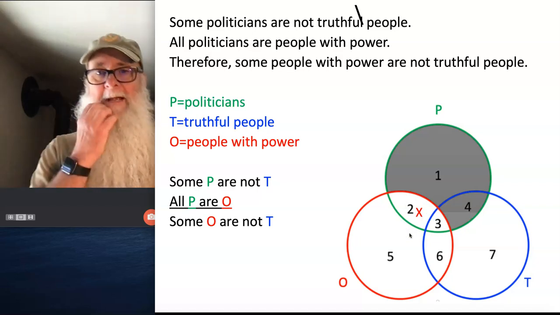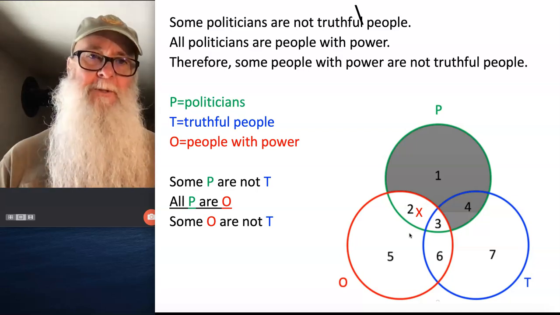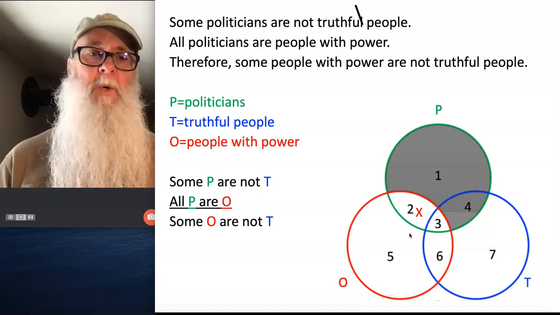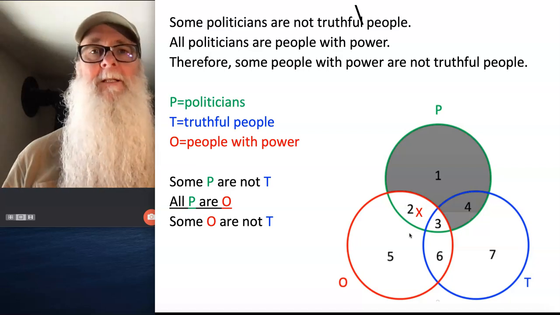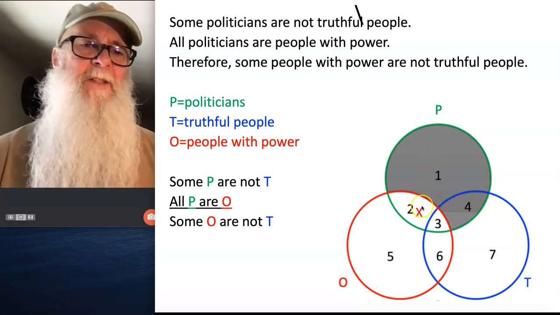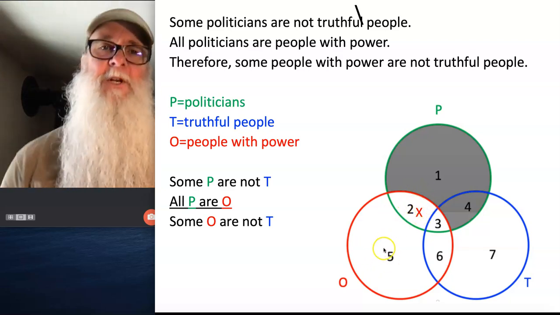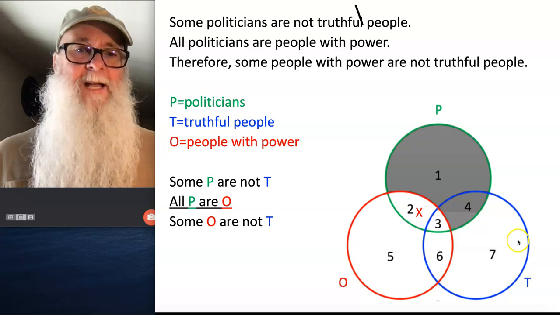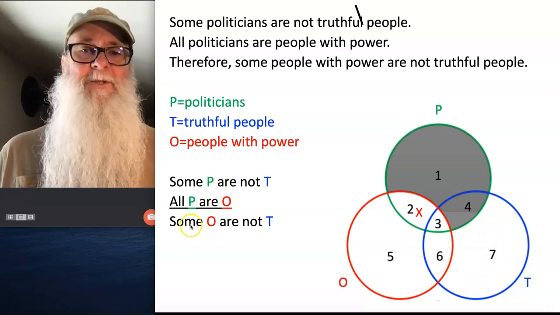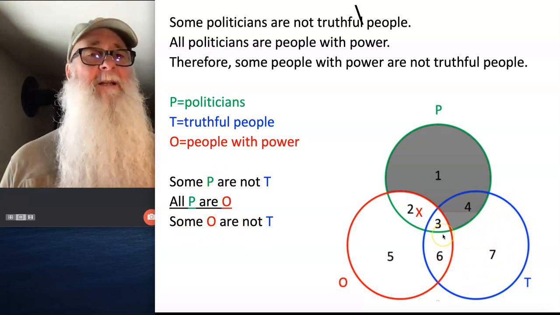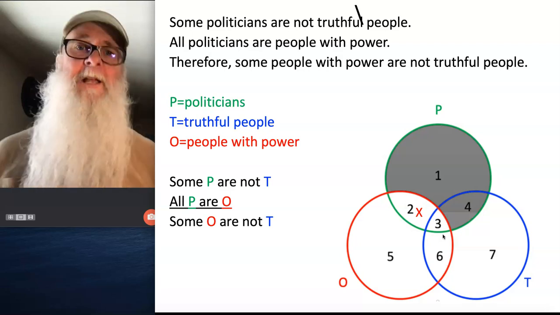And so I take a step back, and I ask myself, do I see the conclusion statement, some O are not T, reflected in this diagram? And the answer is yes. This X that's in area 2, that's a P. It's also an O, and it's an O that's not a T. It's outside this blue building. So I see the conclusion statement reflected in my Venn diagram after just marking the premise statements.